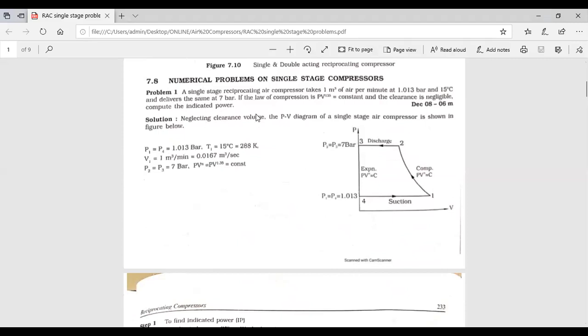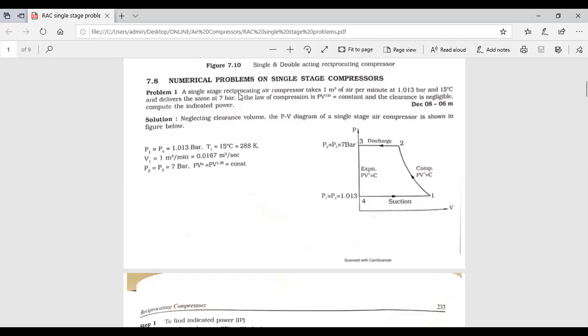If the law of compression is PV raised to 1.35 equals constant and the clearance is negligible, you see, they'll give in the problem whether clearance is there or not. So you have to neglect the clearance. Compute the indicated power, meaning you have to find the power.